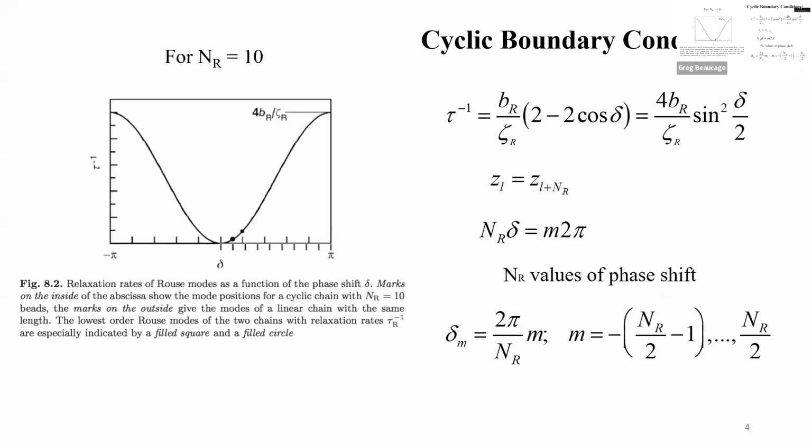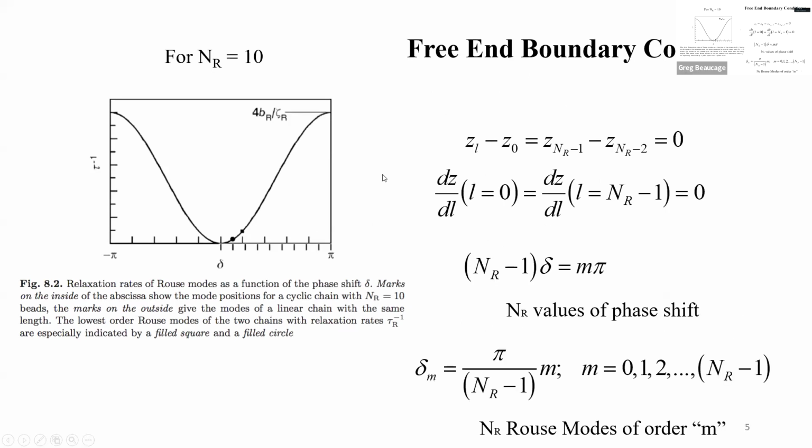what does it predict? Again, cyclic boundary conditions give one answer, and they're the same answer basically. They're off by a factor of 2 in terms of the relaxation time, but basically the molecular weight dependence is the same. So you can do the cyclic boundary condition, or you can do the free-end boundary condition, and you get kind of the same answer.